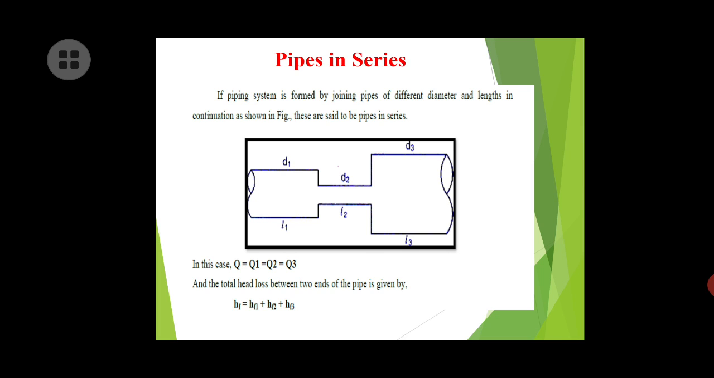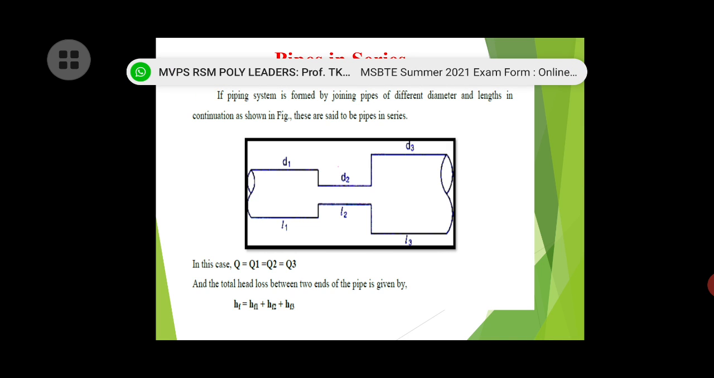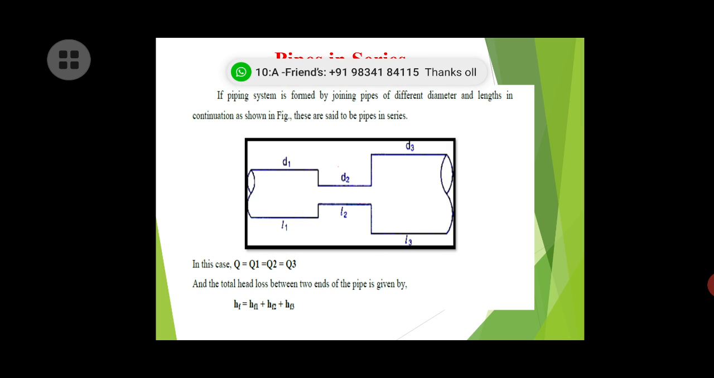The discharge through each pipe will be the same, or continuous. If the piping system is formed by joining pipes of different diameter and length in continuation, as shown in the figure, they are said to be pipes in series. Let the pipeline connect two reservoirs by compound pipes, and the difference in the liquid surface levels is equal to the sum of head losses in all sections. Let L1, L2, L3 be the lengths of pipes 1, 2, 3, and similarly D1, D2, D3 be the diameters of pipes 1, 2, 3. H is the total head loss and Q is the total discharge.